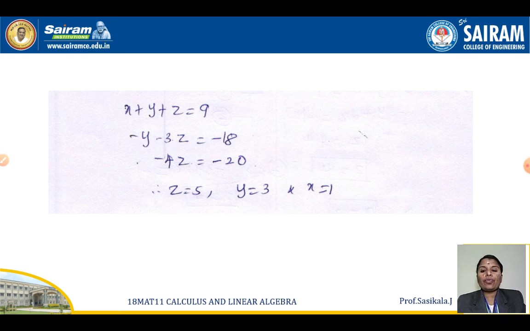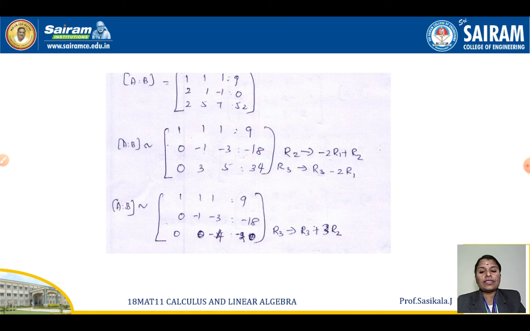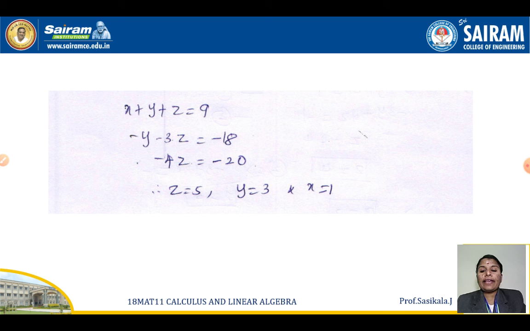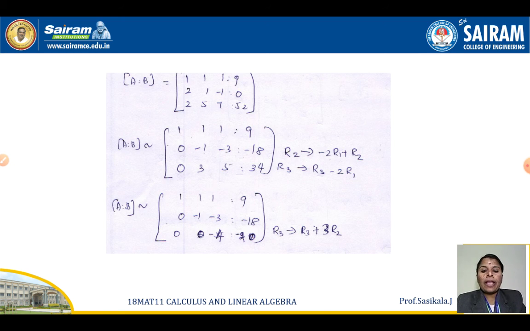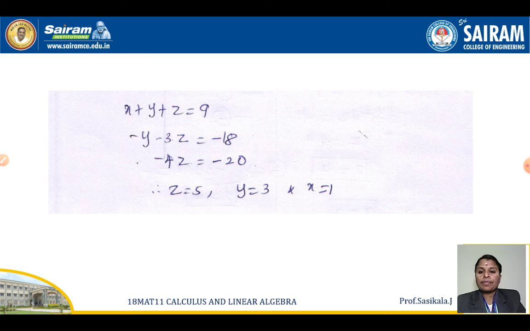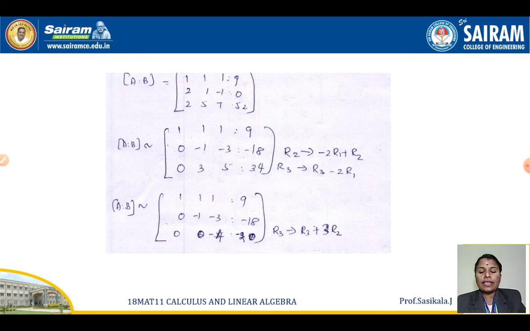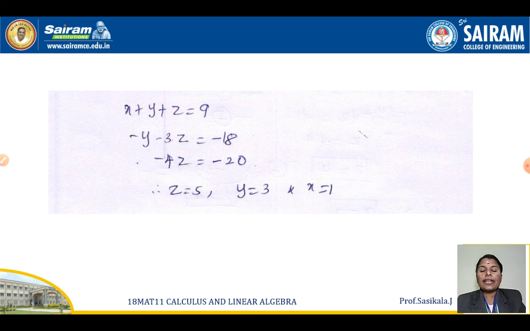We reached the upper triangular matrix, right? Once you reach your upper triangular matrix, what you have to do? We are going to use backward substitution. X plus y plus z equal to 9. The second equation is minus y minus 3z is equal to minus 18. The third equation is minus 4z equal to minus 20. From the third equation, what can I write? Minus minus will get cancelled. 20 by 4 will be 5. I got it, is it?